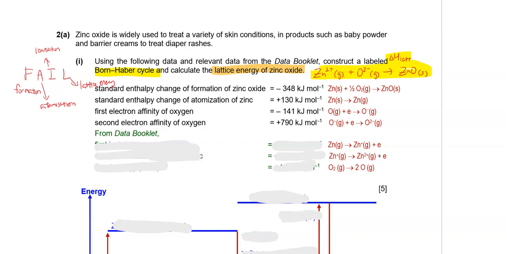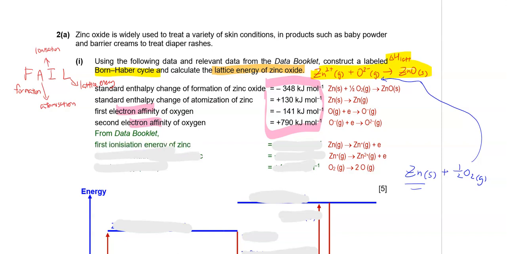So if you realize that this information here that's given to you is grossly insufficient because you only have EAs of oxygen, and then you're basically starting from elements. Alright, so you're starting from zinc solid and half O2 gas. The end goal is to come to a process where you can get your Zn2+ gas and O2- gas. So you need to definitely also consider ionization energy of your zinc. So first IE and second IE of zinc, and this can be found in the data booklet.